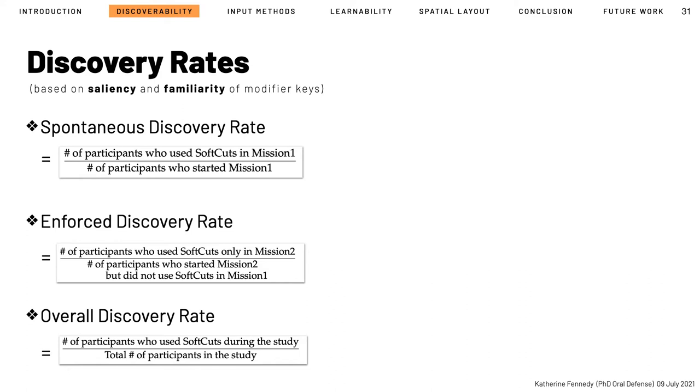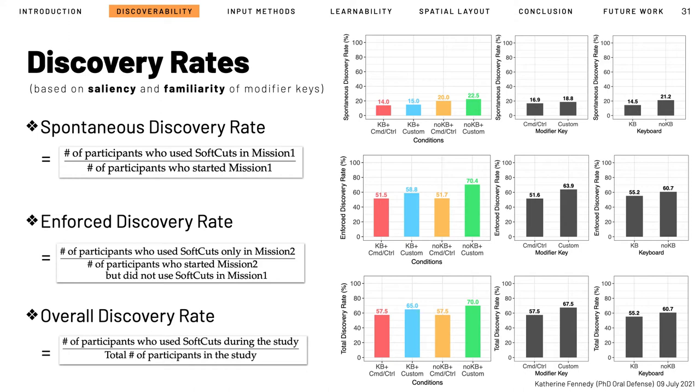The result for our discovery rates is interesting. We initially hypothesized that the more salient or the more familiar a modifier key is, the easier it is to discover SoftCuts. But we were surprised when our analysis shows no significant differences, suggesting that saliency and familiarity of modifier keys do not affect the discoverability of SoftCuts in any way.